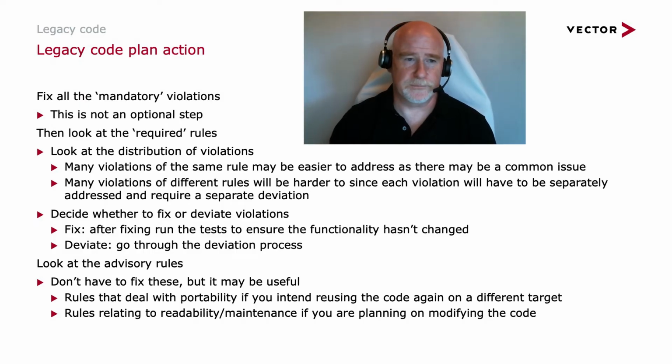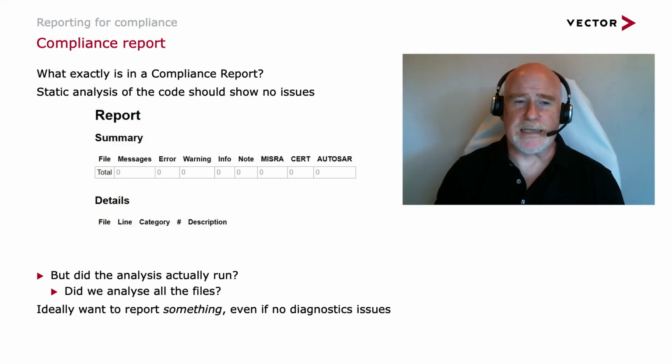So what kind of reporting do we need to prove our compliance? If we run our static analysis on our code, it should show no issues. So here's my report of my project here, no violations. But did the analysis actually run? Did I analyze all of the files, or did the tool just crash out while analyzing the first file? Ideally, we want to report something, even if there were no diagnostic issues in the code.